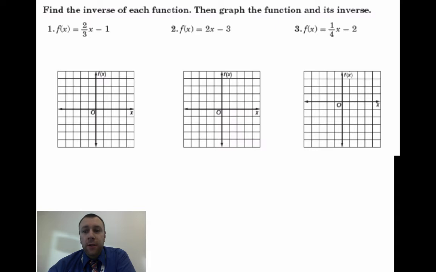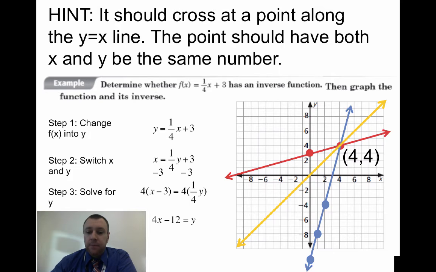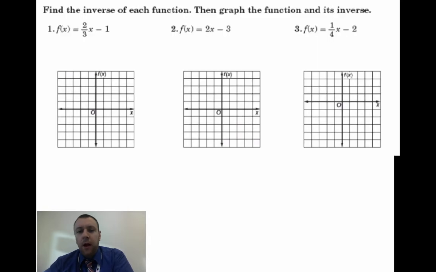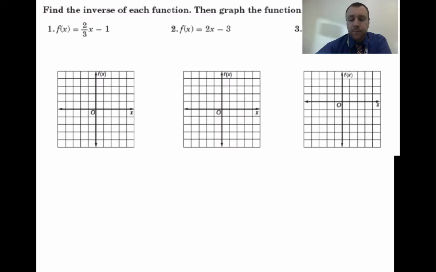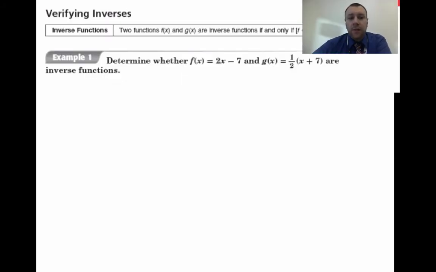Now, the reason why they cross at the y equals x line is that they're actually reflected over that line. And we're going to go through more of the reflection pieces with the quadratic and the logarithmic. But they should always cross at that y equals x line. So we use that to verify inverses. So to verify an inverse, we're actually going to check if they match up at that y equals x.